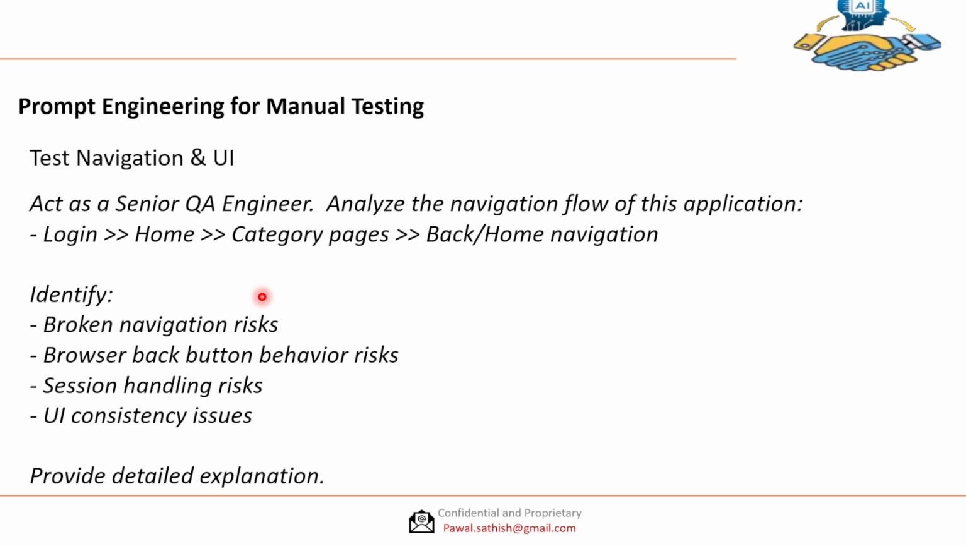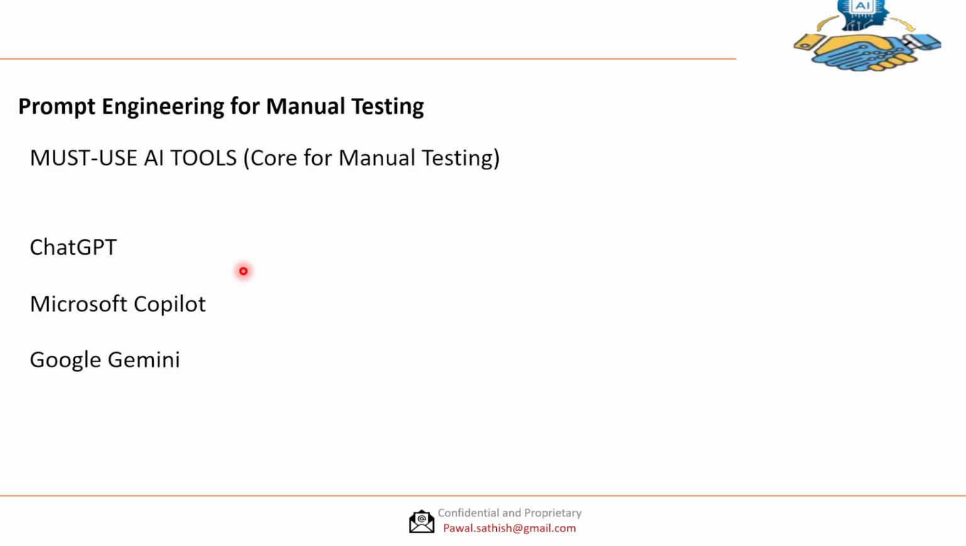Okay, and for manual testing, I will recommend, in the market there are a lot of tools out there, but primarily I will recommend we go ahead with ChatGPT, or Microsoft Copilot, or Google Gemini. That is more than enough. If you use more tools, definitely confusion will increase. So I will recommend using ChatGPT for manual testing. Definitely whatever you require, this AI tool will give you.